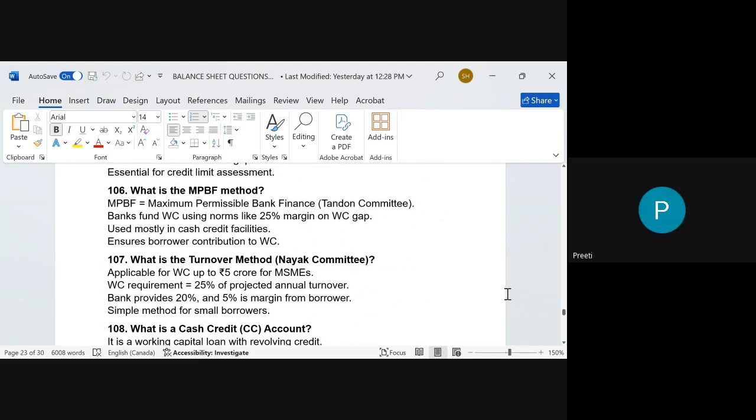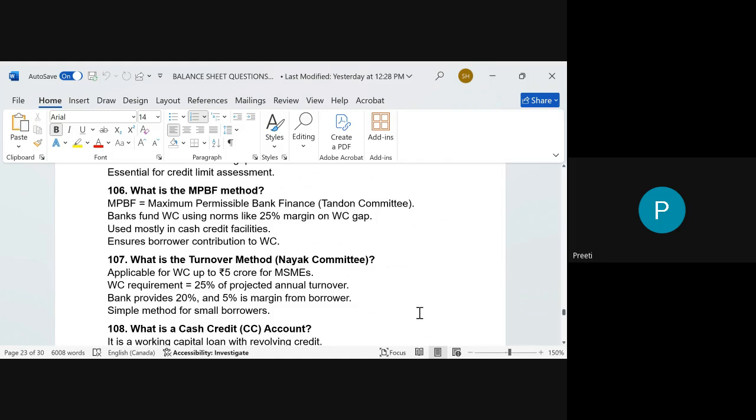What is MPBF method? MPBF is maximum permissible bank finance given by Tandon Committee. Banks fund working capital using norms like 25% margin on working capital gap, used mostly in cash credit facilities, ensures borrower contribution to working capital.